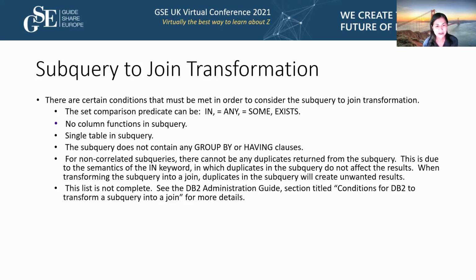The subquery does not contain any GROUP BY or HAVING clause. For the non-correlated subquery, there cannot be any duplicates returned from the subquery. This is enforced due to the semantics of the IN keyword, in order for us to guarantee the same result. This list is not complete. For the complete list, we have the documentation in the Db2 administration guide. The section is titled "Conditions for Db2 to transform a subquery into a join." Please see this list for more detail.